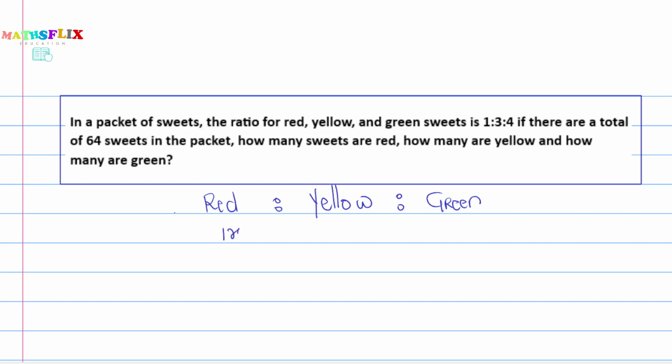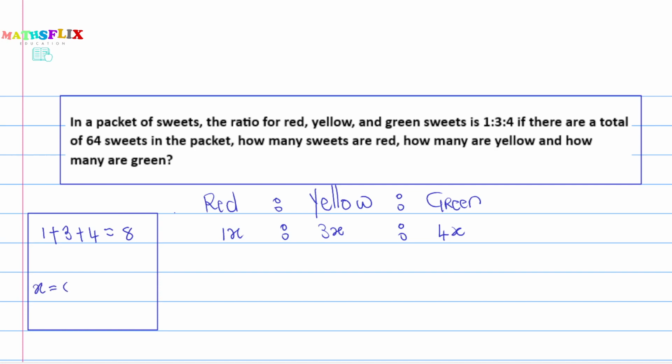The ratio is 1x, 3x, and 4x. We actually now need to divide 64 sweets, right? And find out how many are red, how many are yellow, and how many are green. So again, find and do our little mojo. What are we going to do? Well, you will add 1 plus 3 plus 4, which is the ratio that was given to us, gives us 8. Then you take the total that you were given, which is 64, and you divide it by 8.